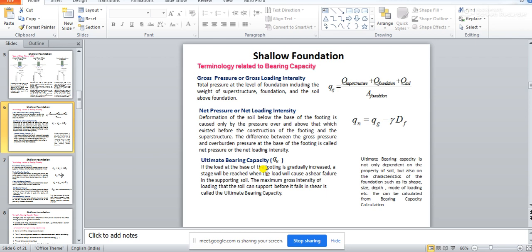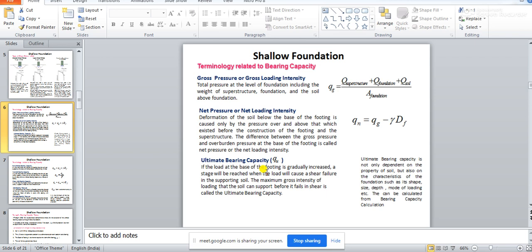You must very clearly understand this term. This is the primary thing for any foundation engineering. The bearing capacity term and the terms we discussed in the previous class, and a few more terms we will be discussing today, are very important from a foundation perspective.